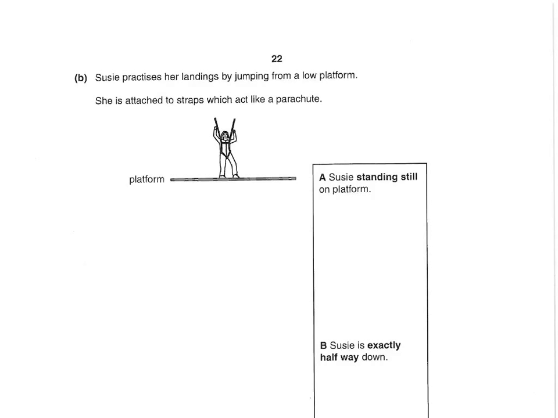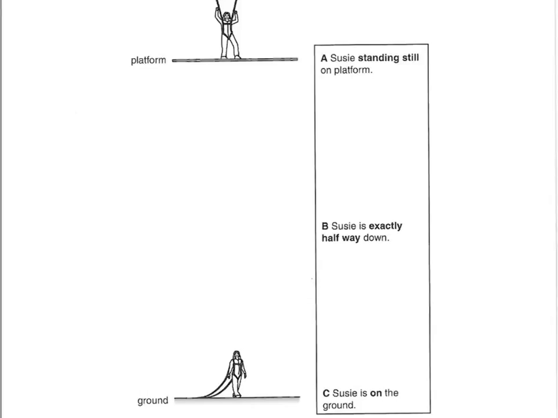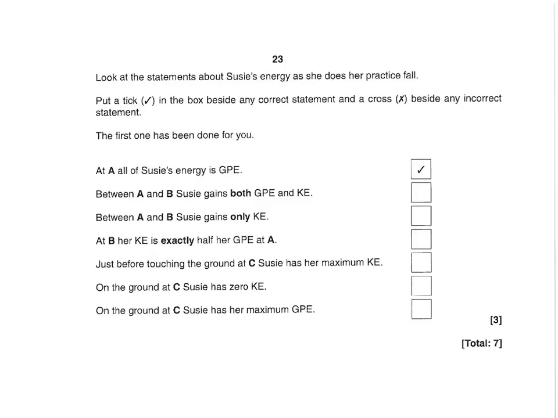Suzy practices her landings by jumping from a low platform. She is attached to straps that act like a parachute, and there's what happens. So Suzy standing still on the platform, Suzy is exactly halfway down, Suzy on the ground. And it says, look at the statements about Suzy's energy. Put a tick in the box beside any correct statement and a cross inside any incorrect statement. The first has been done for you.